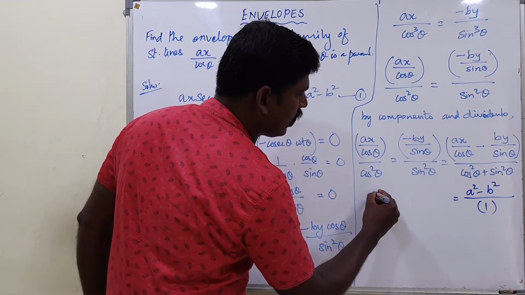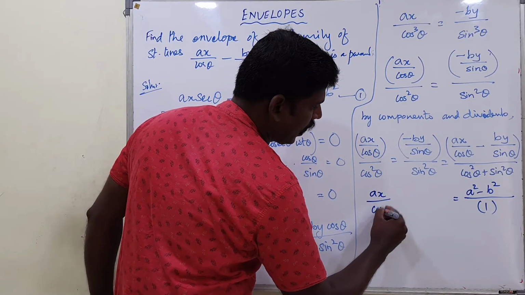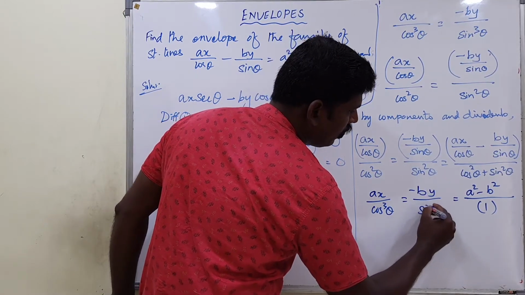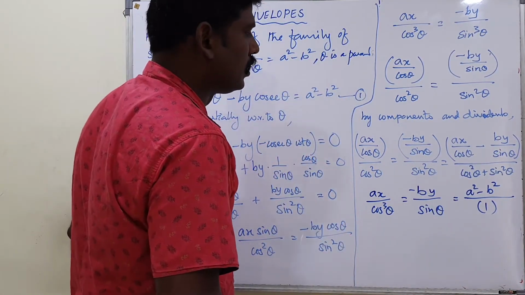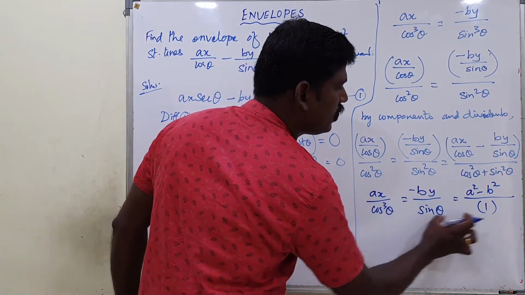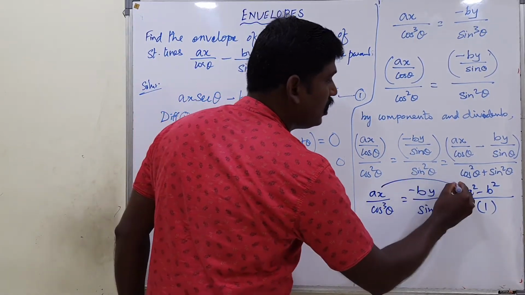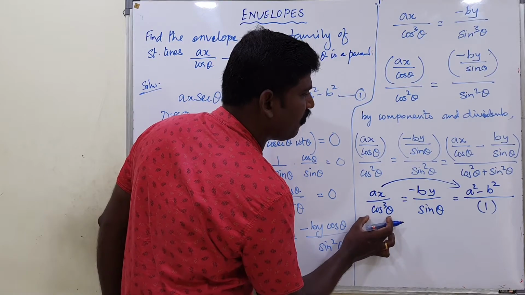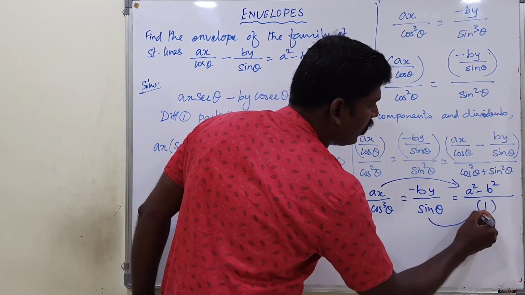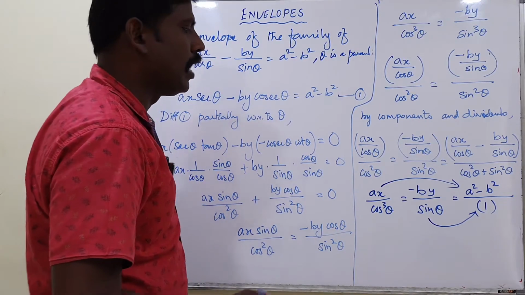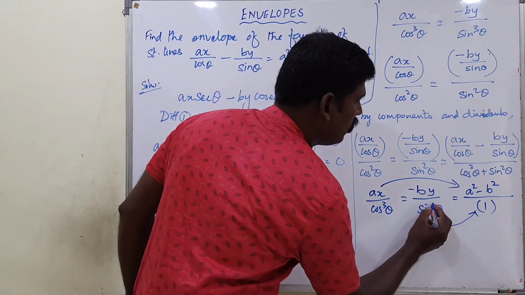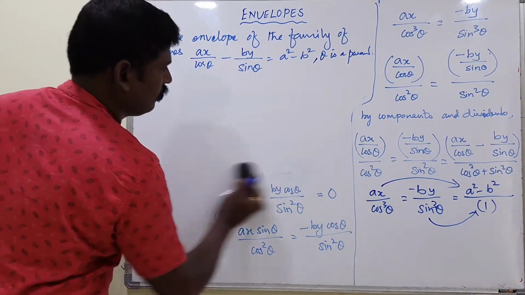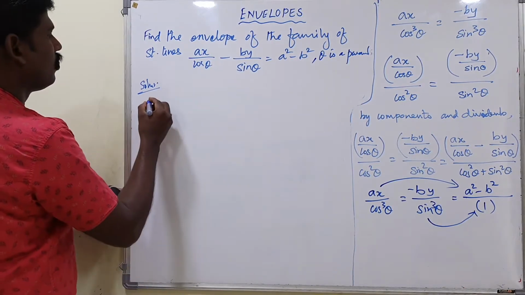I rewrite the same equation as ax by cos cube theta equal to minus by by sin cube theta, right? That's all. Now all these three ratios are equal, right? I am equating the first ratio with this constant, and same like that equating the second ratio with the same constant. I can eliminate theta. Cube is here, isn't it? Right. How can we equate it?